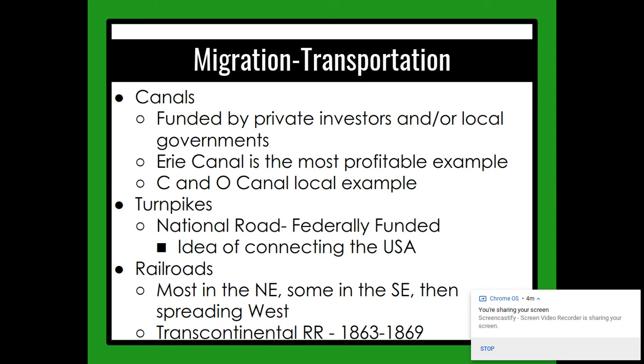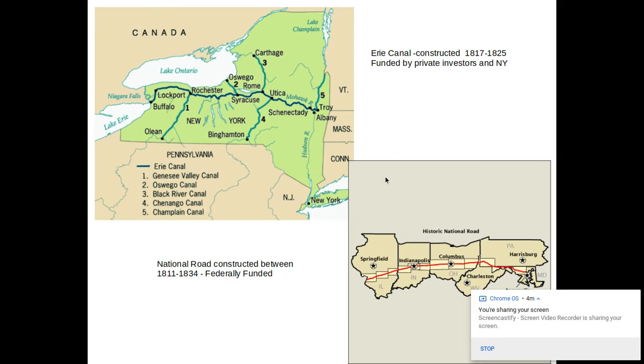Transportation also plays a large role in migration in the United States in this Unit 4 and Unit 5 time period, specifically talking about canals and turnpikes and railroads. So canals and turnpikes are roughly happening around the same time. They're the beginning parts of Unit 4, so the first half really of the 19th century. Canals are largely funded by private investors and or sometimes by local governments. The Erie Canal is the best example of that. It's the most profitable example.